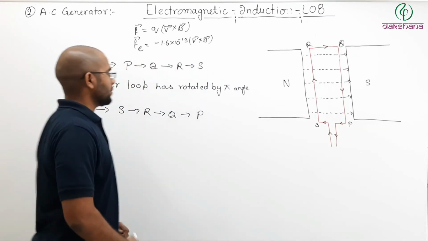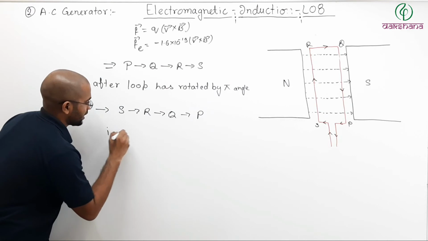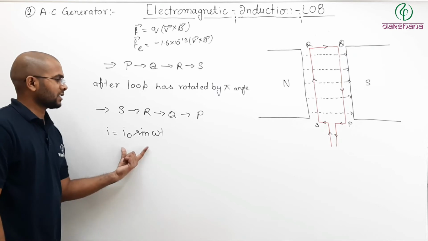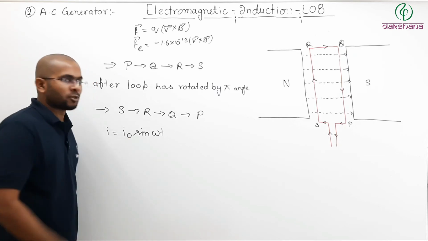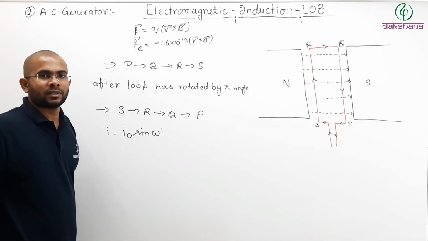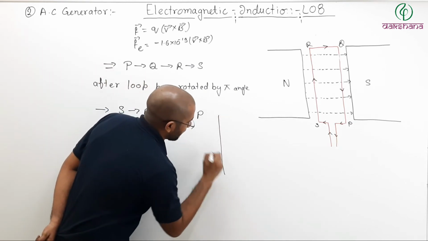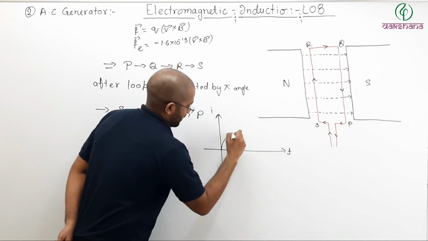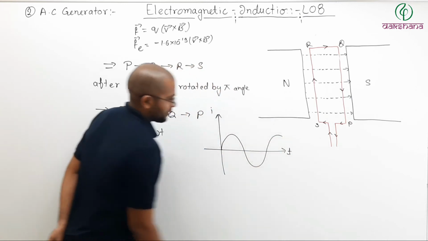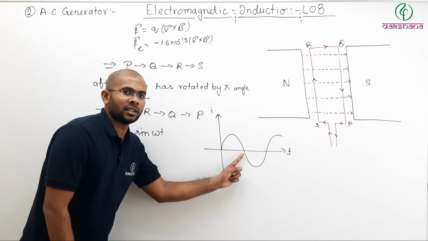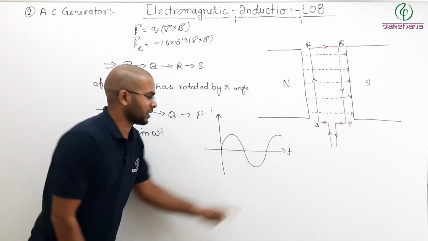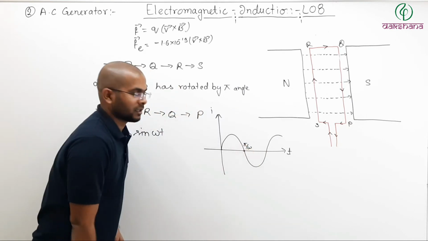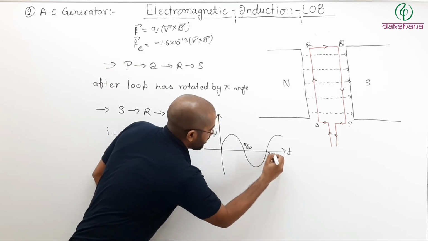And if you remember, what was current? I is equal to I naught sine omega t, mathematical formula. This also changes direction after every pi rotation. Or if you remember the diagram, T, I, it will be like this. So here current direction is changing. Here current direction is changing. What was this? This, if you remember, this was pi by omega. And this was 2 pi by omega.